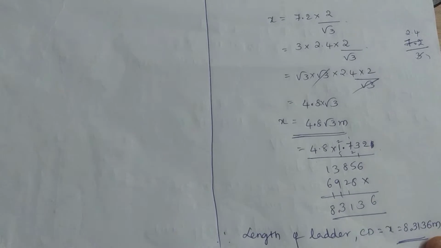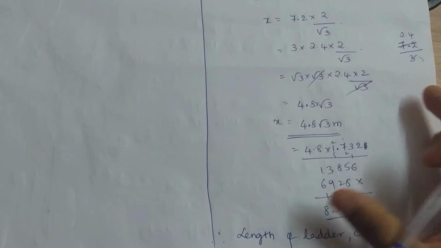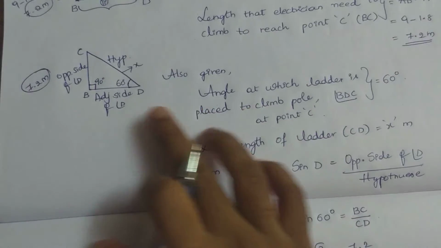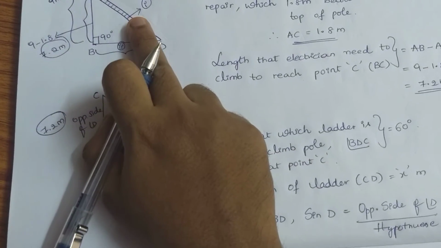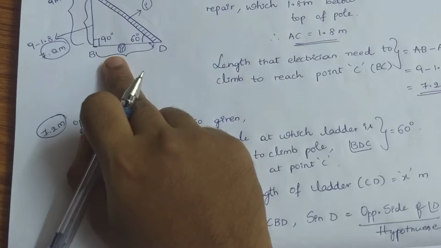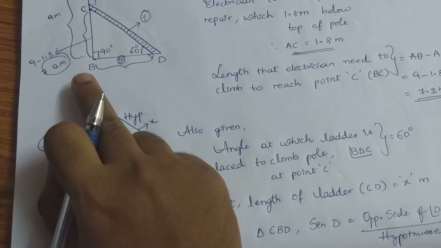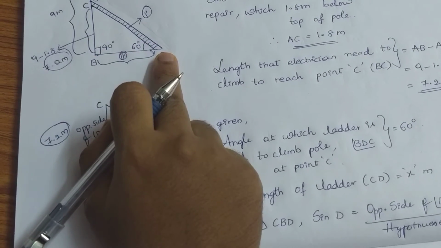So we found out the length of the ladder. So the first point we have to solve is done. What is the second step that we have to solve? See here, the first thing we have to solve is finding the length of the ladder. This is done. The second thing is to find the distance between the foot of the pole and foot of the ladder. So BD distance we have to find out.